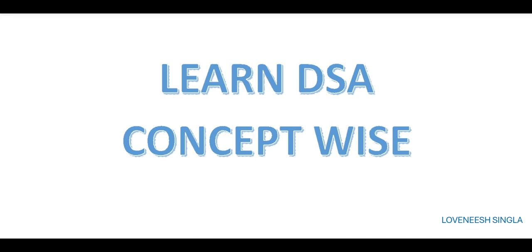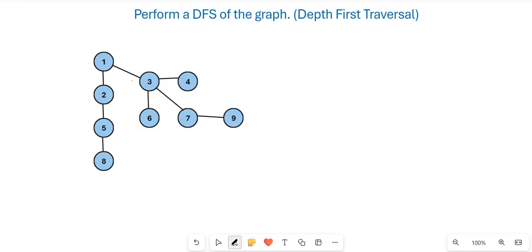So let's have a look at today's problem. Today we will look at DFS traversal of graph, that is depth first traversal. First let's understand what is DFS traversal. In DFS traversal we traverse the graph depth wise, means we start from a node. First we traverse to the depth of that node in one direction, then we move to the next neighboring nodes.